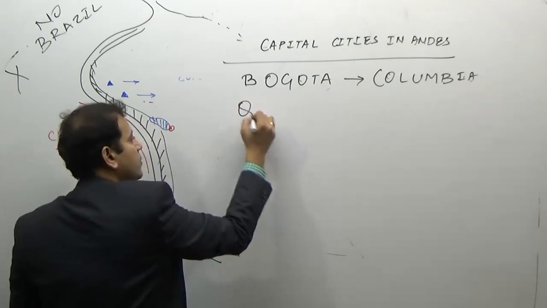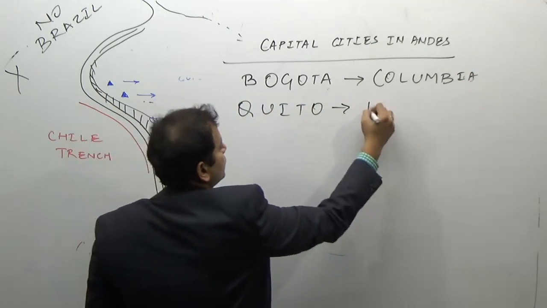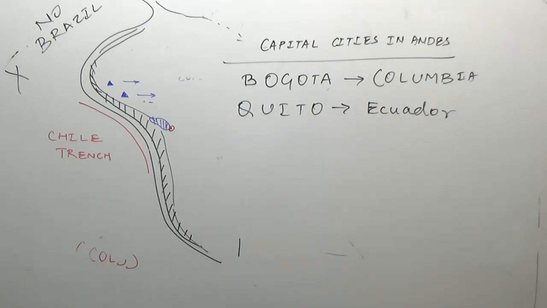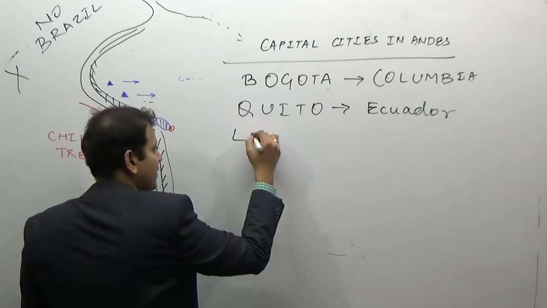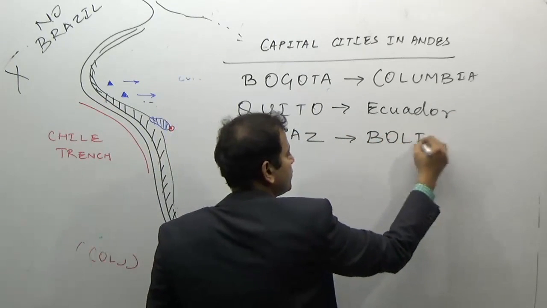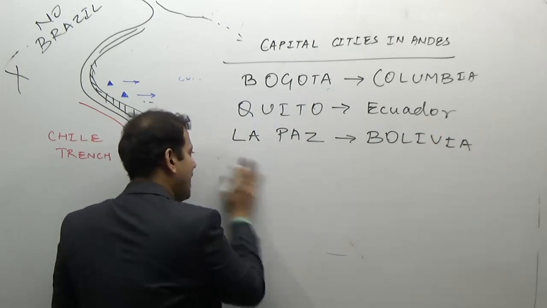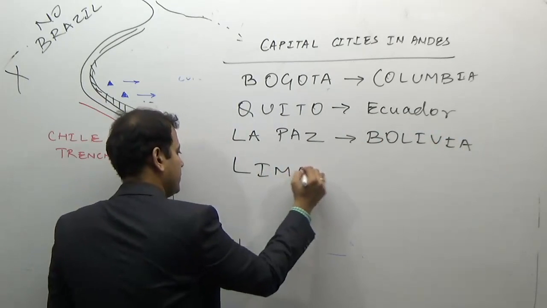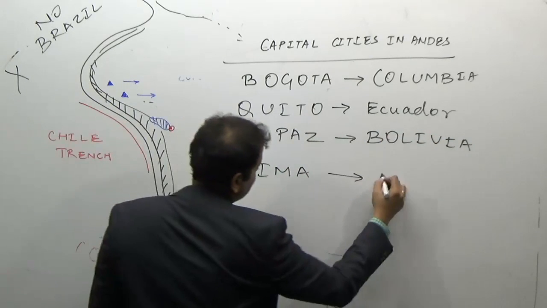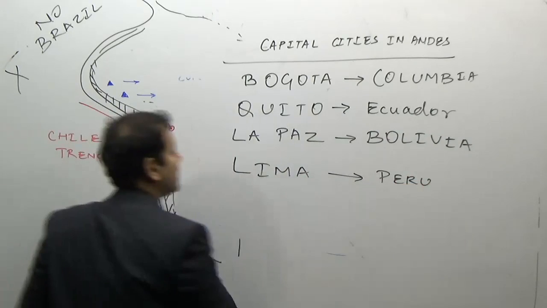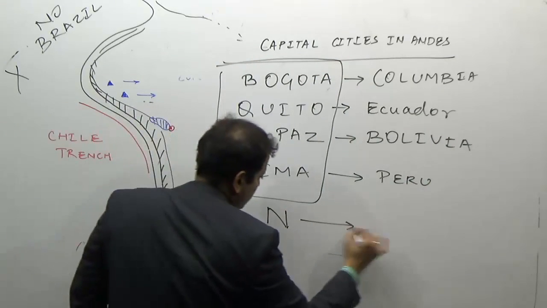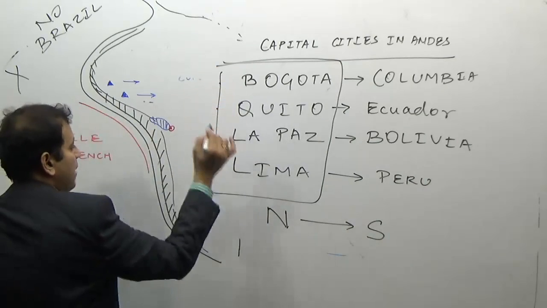Quito of Ecuador, La Paz of Bolivia, which we have already done as it lies on Lake Titicaca, and Lima, which is the capital of Peru. This lies in the Andes mountain. So these are the 4 important cities from north to south. They are Bogota, Quito, La Paz and Lima.